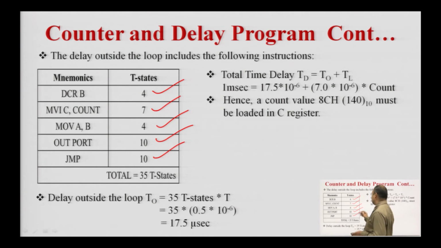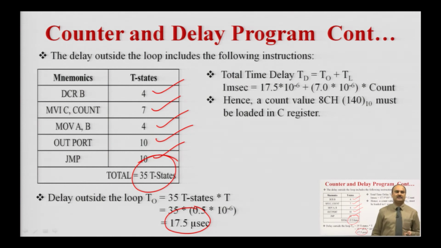The total T states obtained in this particular program is 35 T states. So the delay outside the loop, T0, is equal to 35 T states multiplied by the time period, which is given as 0.5 microseconds. Accordingly we get a 17.5 microsecond delay.